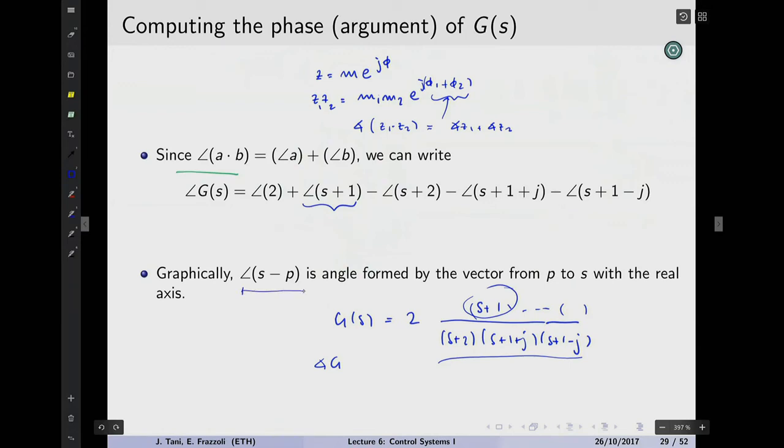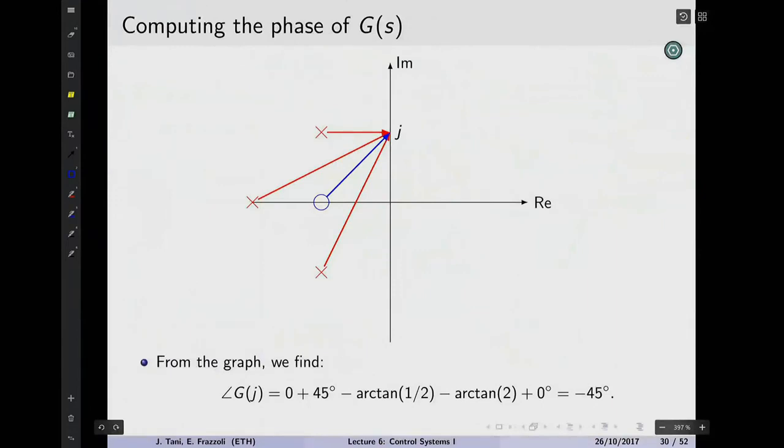Well, the phase of one of these terms, of a term S minus P, is the angle formed with the local axis. So in this case, we have the same situation as before. This was minus 1. This was minus 1 minus 2. This was 1. And now, what's the angle? Here we have to keep in mind that G of S had the 2 in front of it as well, right? So you can imagine it as, let's say, a 2 here. And the phase of 2 is equal to 0. It's a positive number. No, my bad. The phase of 2 is equal to 0. It's the angle formed between this vector and the horizontal, right?